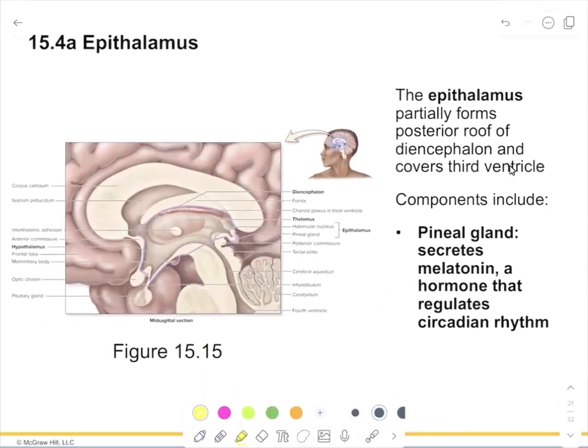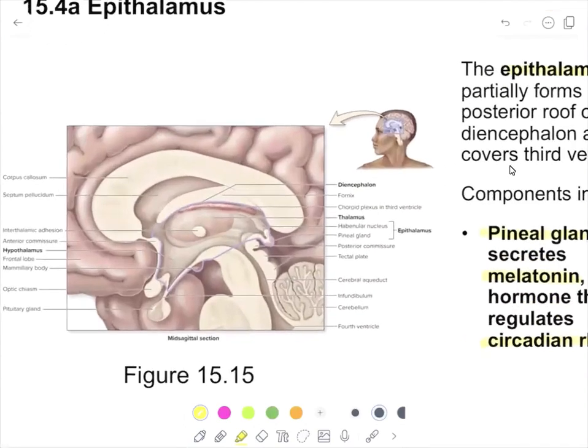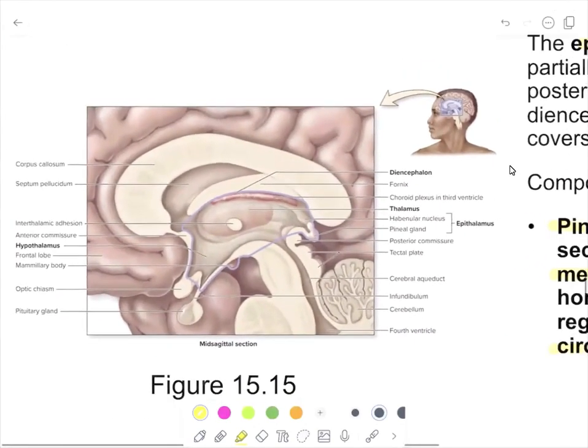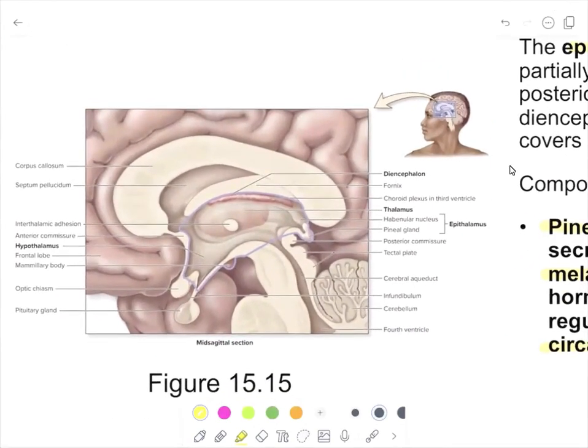The epithalamus contains the pineal gland, which secretes melatonin, a hormone that regulates what's called our circadian rhythm. A circadian rhythm is natural rhythms that occur in our body. The example in this case would be the natural rhythm that tells our body when to go to sleep. So again, you can see the highlighted regions of the diencephalon in this diagram.